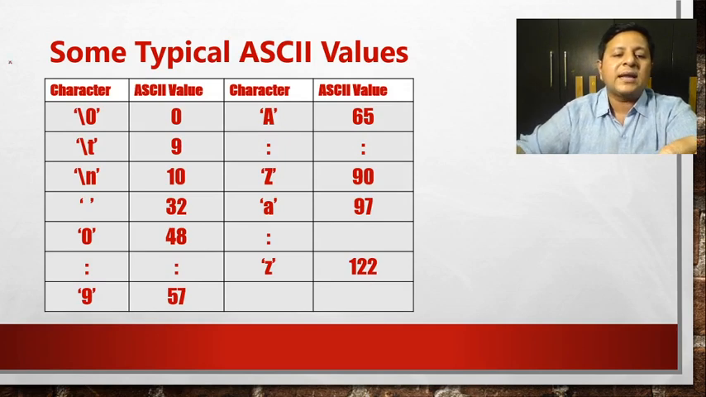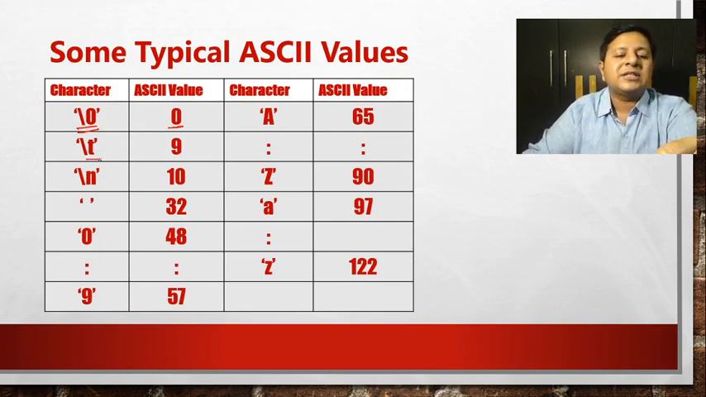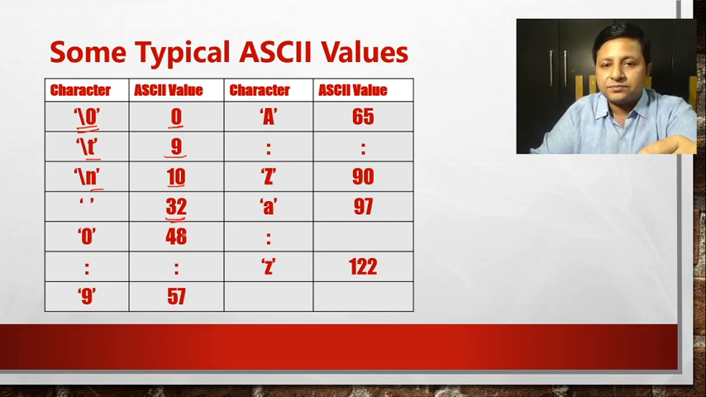If you look at the first one, backslash 0, that is the null character, it starts with 0. That's the first ASCII value we have. Backslash t, the tab character, is 9. Backslash n, the new line character, is 10. I hope you know what this is. This is a blank space, which has an ASCII value of 32.